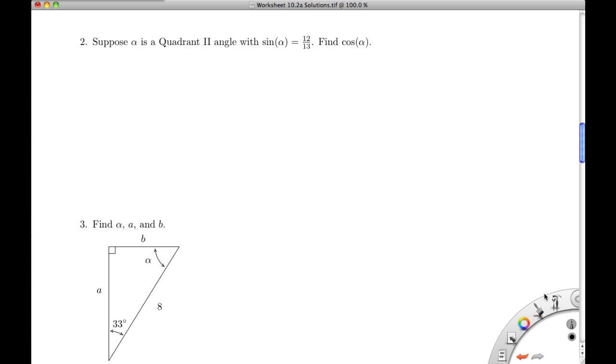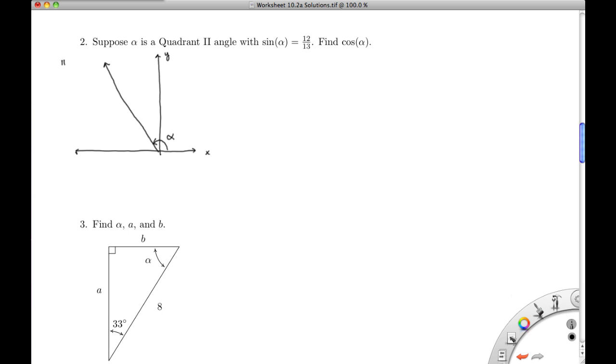So I'm just going to show one of them. Regardless of how you want to approach this, it's good to sketch your angle just to get a visual of what's going on here. So here's our x and our y-axis. And if we draw just any random second quadrant angle here, I'll just put it right here. This will be our angle alpha.